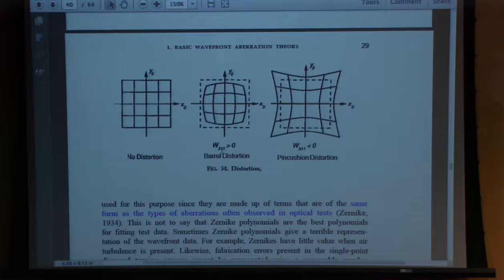And so if W311 is greater than 0, then the image is going to come in like this, and we often call that barrel distortion. And if W311 is less than 0, then things are stretched out here, and we call that pincushion distortion. Okay. Now you probably have all seen this in images.